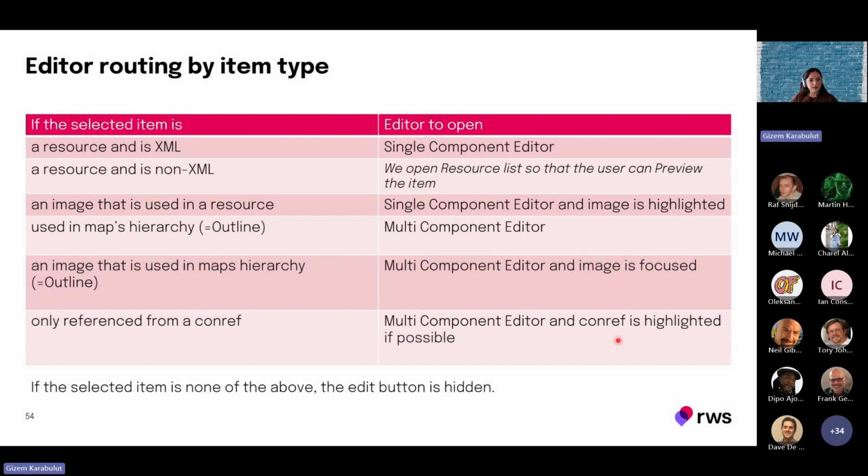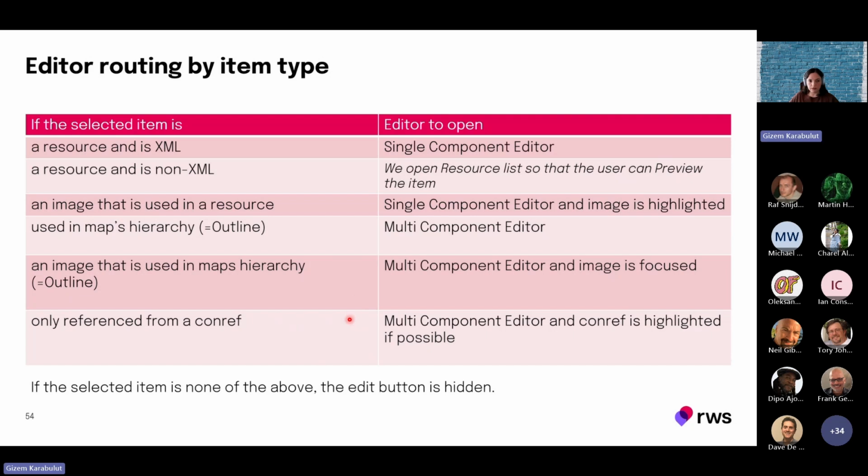If the selected item is an XML and it's a resource, we open the single component editor. If it's a resource but it's a non-XML, then we just open the resource list so the user can open preview to see the content. If it's an image that is used in a resource, we open the single component editor. If it's used in the maps hierarchy, in the outline, we open the multi-component editor.